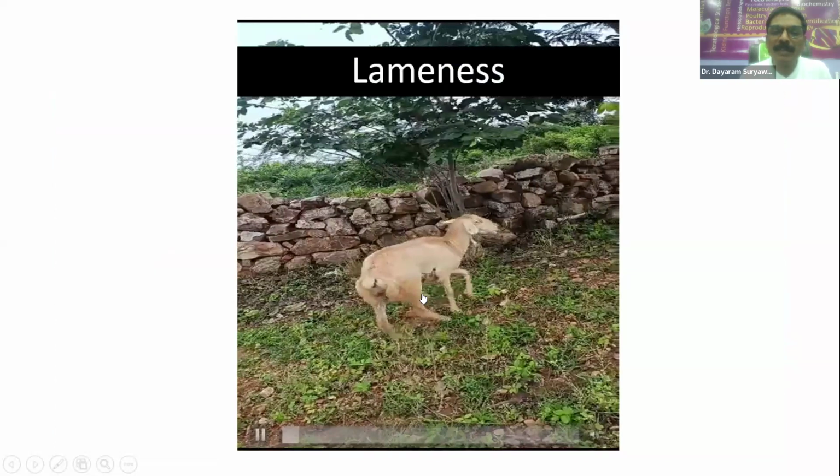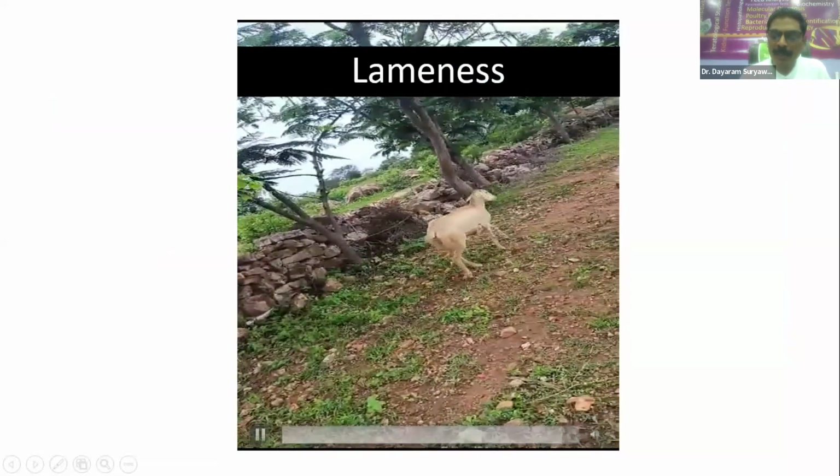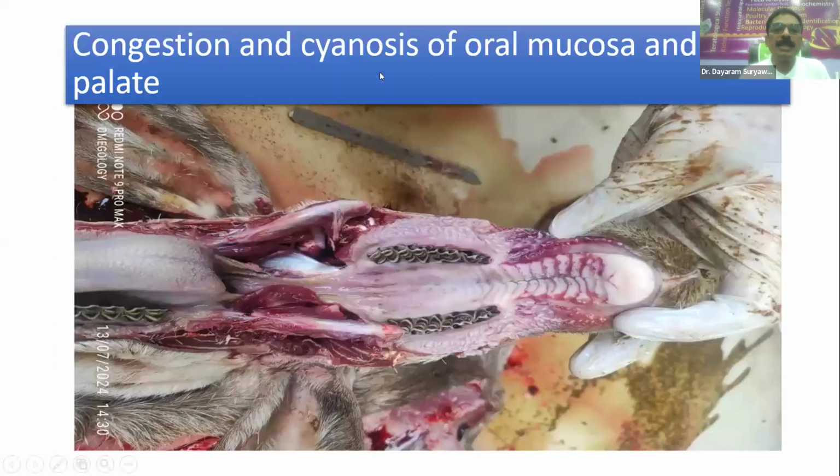Lameness will be like this sometimes. The animal is not able to walk properly. Then congestion and cyanosis of the oral mucosa and hard palate. This is also a postmortem lesion, but here it has been shown in the clinical signs.